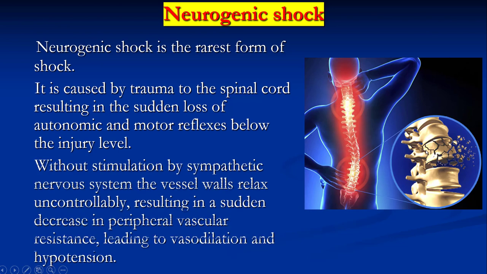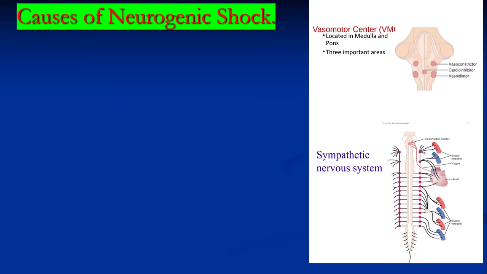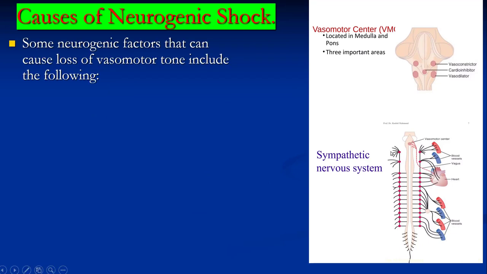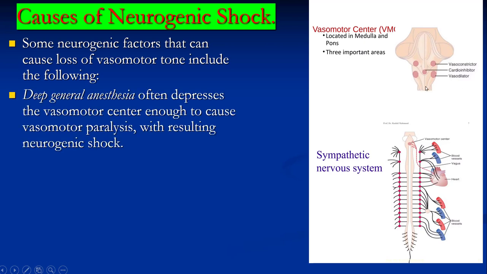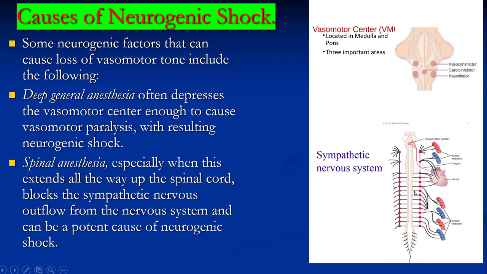It is caused by trauma to the spinal cord, resulting in sudden loss of autonomic and motor reflexes below the injury level. Without stimulation by the sympathetic nervous system, the vessel wall relaxes uncontrollably, resulting in a sudden decrease in peripheral vascular resistance, leading to vasodilation and hypotension. Some neurogenic factors that can cause loss of vasomotor tone include the following. Deep general anesthesia often depresses the vasomotor center enough to cause vasomotor paralysis, resulting in neurogenic shock.